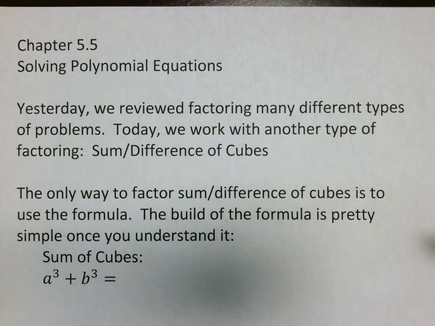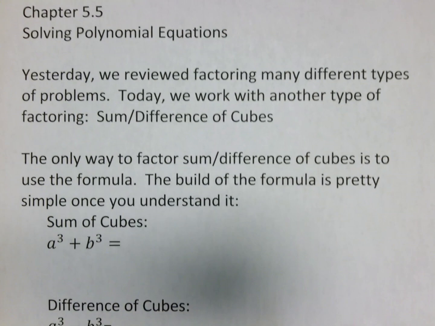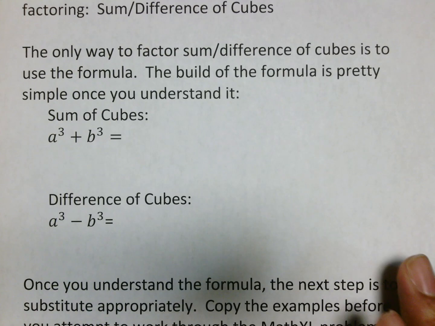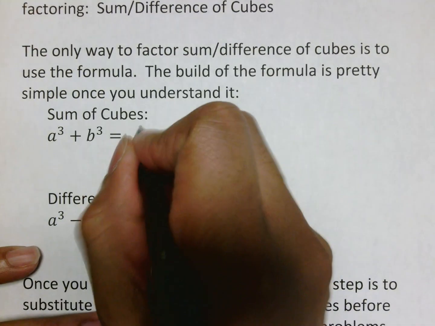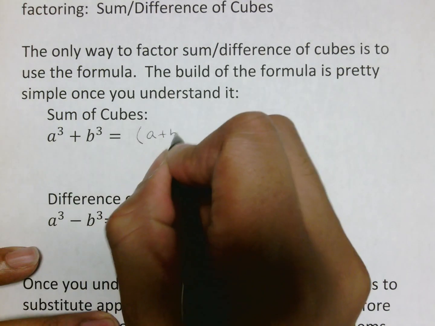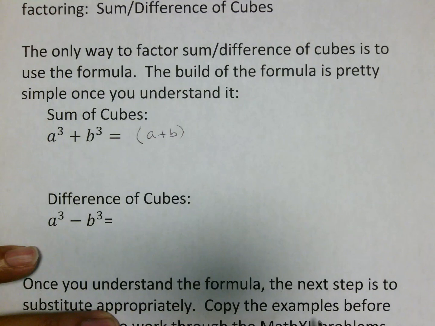The only way to factor the sum or difference of cubes is to use the formula. There is no other way to do it. Unless you memorize the formula, you cannot do it. But again, the build of the formula is pretty simple once you understand it. First off, remember that your first parentheses is going to have just the letters A and B, and the sign will stay the same.